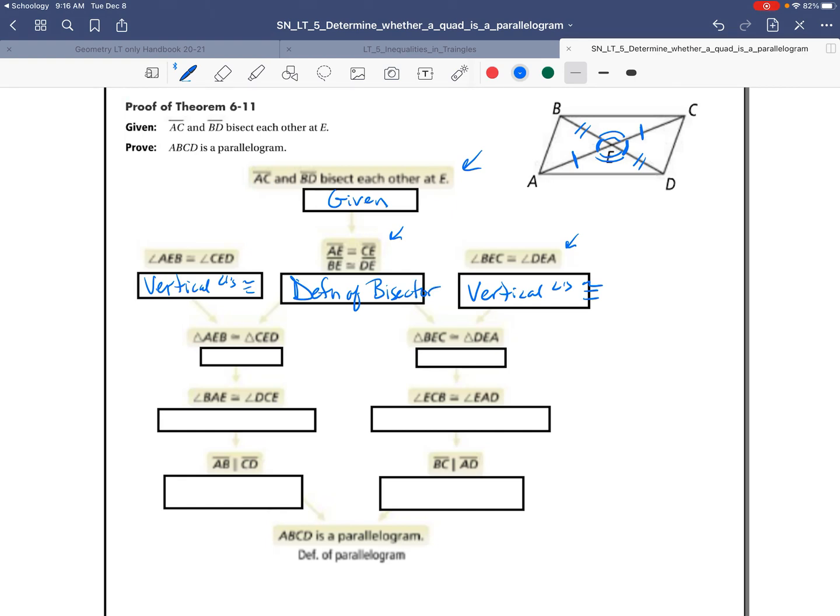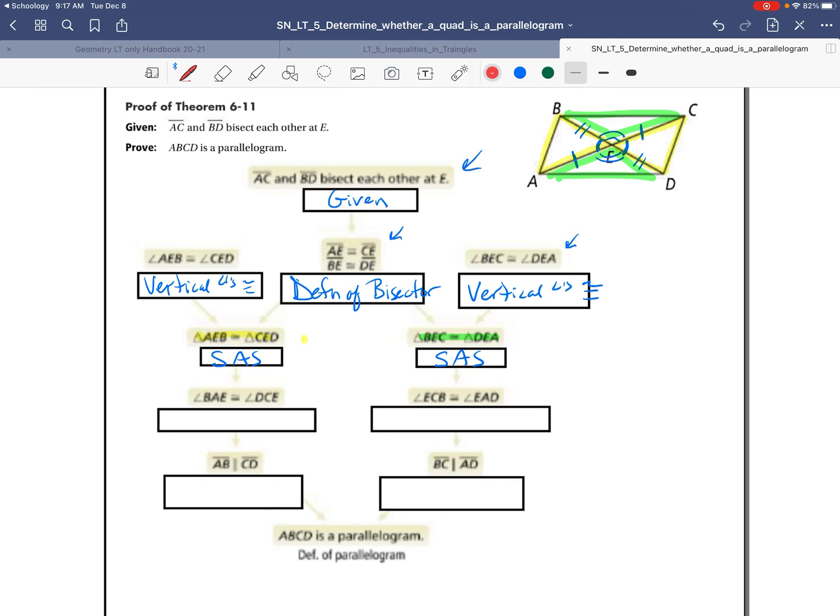Then what causes these two triangles to be congruent? AEB and CED. You can see, well, let's look at this too. BEC, these two triangles would be congruent by what? It is side angle side for these, as well as side angle side for these.